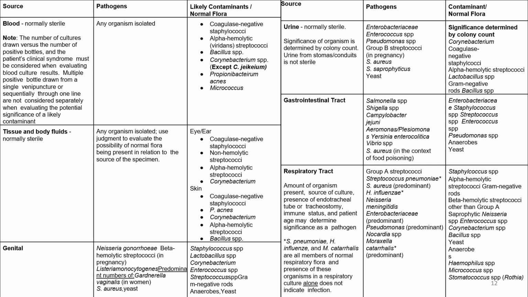For example, for urine, the pathogens will be Enterobacteriaceae, Pseudomonas, Staph aureus, while the contamination will be coagulase-negative Staphylococci, Corynebacterium, and others. Similarly, in blood, any organism isolated will be a pathogen, but the contaminants will be coagulase-negative Staphylococci, alpha hemolytic Streptococci, Bacillus species. So, to repeat again, understand the habitat of the organism when interpreting microbes.